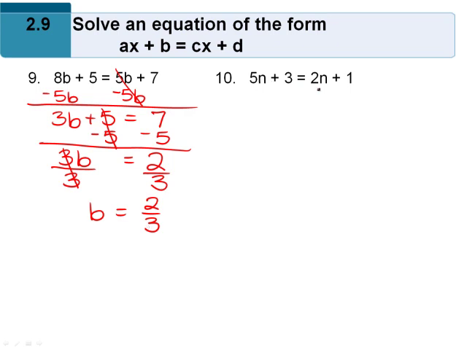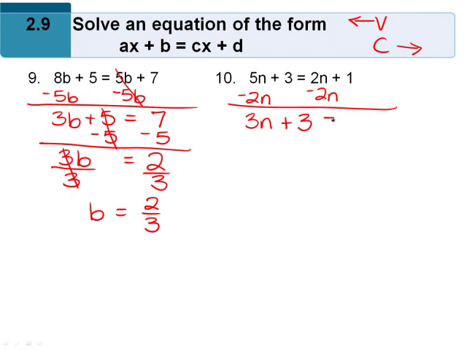5n plus 3 equals 2n plus 1. So look at the left, no like terms. Right side, no like terms. So I want to move my variables to the left. So just remember, variables to the left, constants to the right. Okay? So I'm going to subtract 2n from both sides. So that's going to give me 3n plus 3 equals, the 2n's are gone, so it just equals 1.